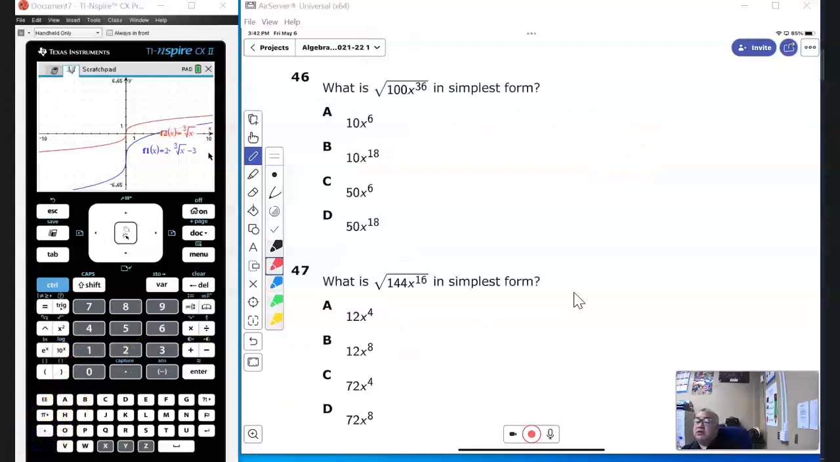What is the square root of 100x to the power 36? Once again, the index is 2, and we know that the square root of 100 is 10. And remember, since the index is 2, 36 divided by 2 is 18. So the square root of x to the 36 is going to be x to the 18. So the answer is B.